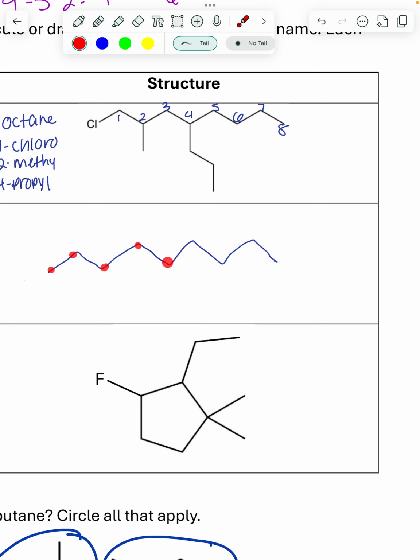One, 2, 3, 4, 5, 6, 7, 8, 9. And now we can name that if we want. So I'm just going to number it, I mean. So we know on carbon 4, there's a bromo. Carbon 2 is iodine. In carbon 5 and 6, there's methyl. And that would be that structure.